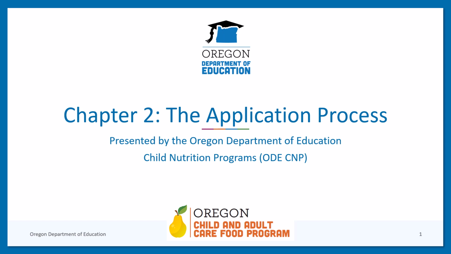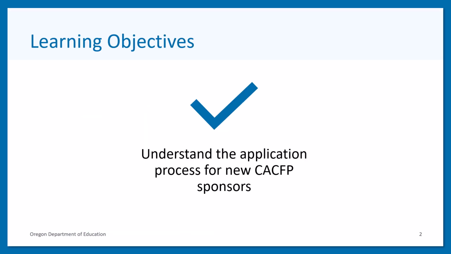This training is presented by the Oregon Department of Education Child Nutrition Programs, also known as ODE-CNP. This training will provide an overview of the new sponsor application process and review the general application steps. The objective of this training is to ensure new sponsors understand the application process.